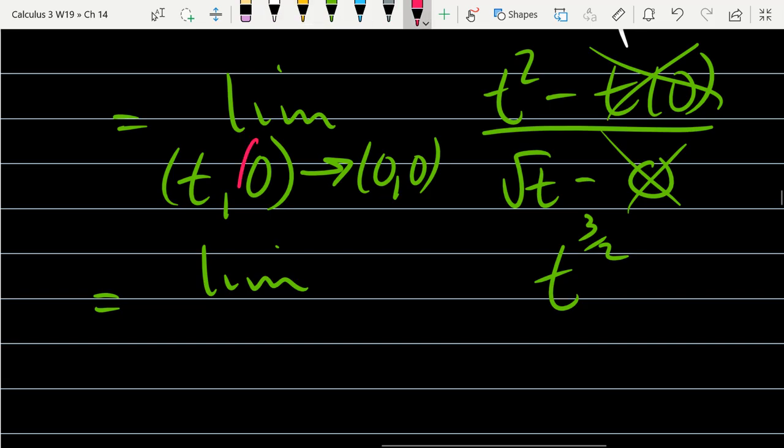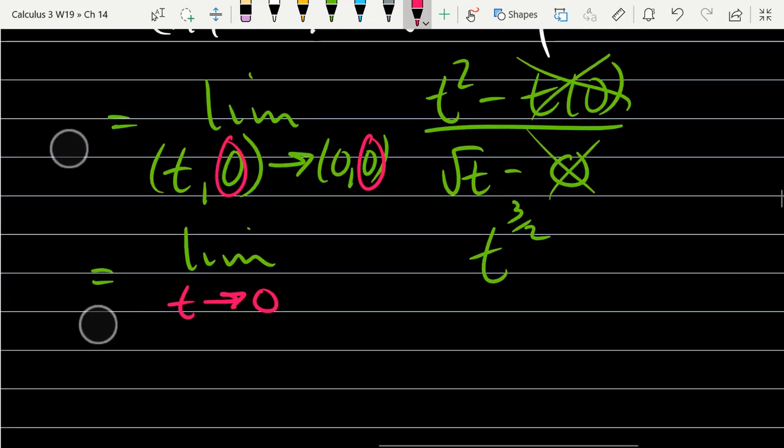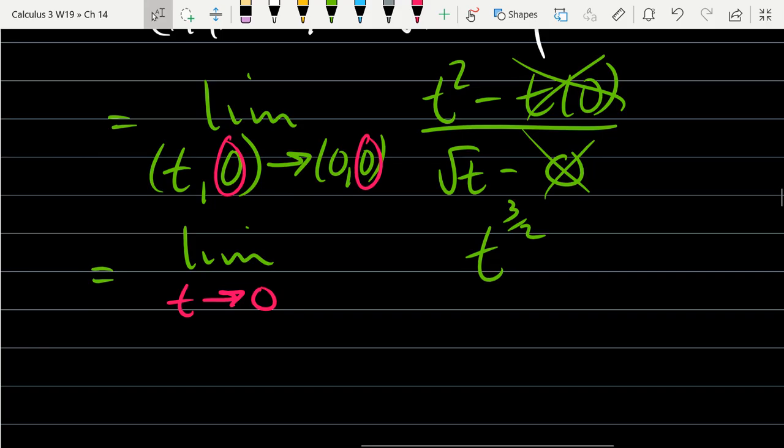You can rewrite your limit. I'm going to highlight the part that doesn't matter. Hey, look, 0 is approaching 0. Yeah, okay. But the important part is t is approaching 0 in this one. So you could be a little lazy and just write t approaches 0. If you want to be fully correct, you should really copy down the points approach, the t comma 0 approaches 0, 0. But 0 is already 0. All right, so what is this limit here?